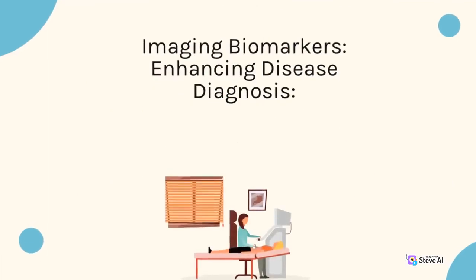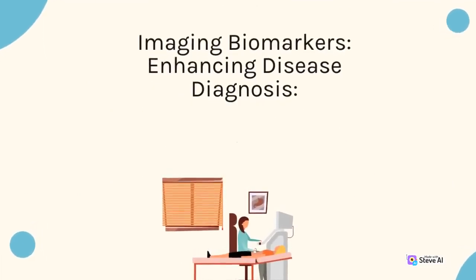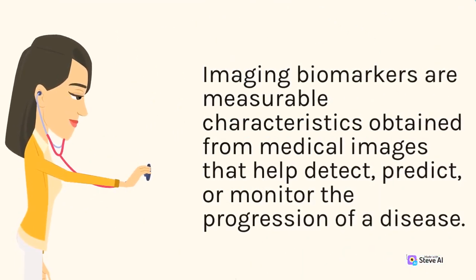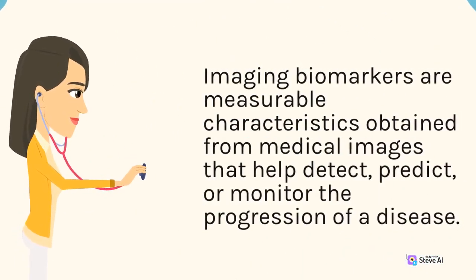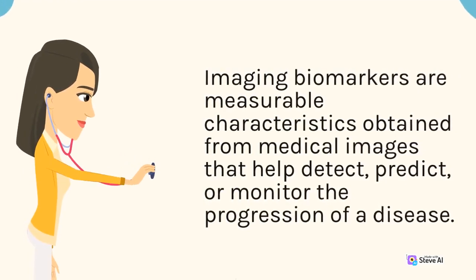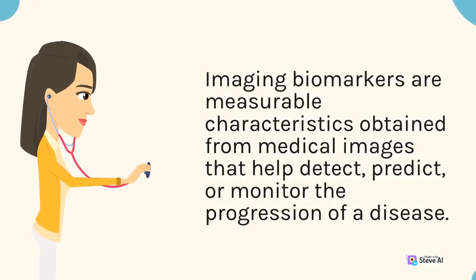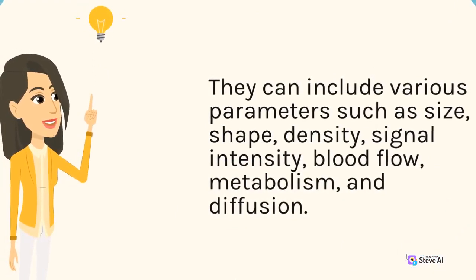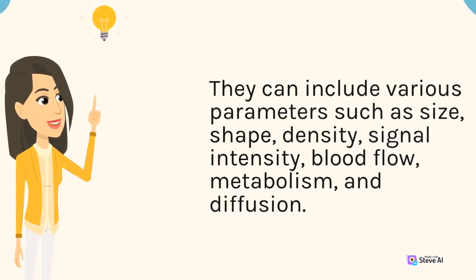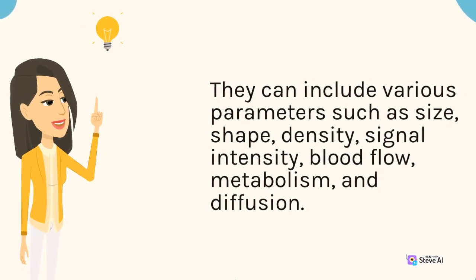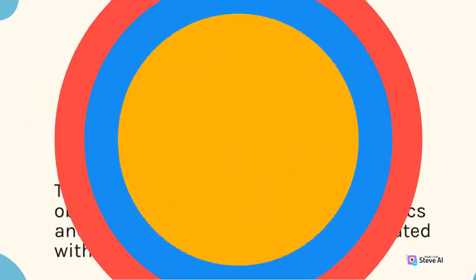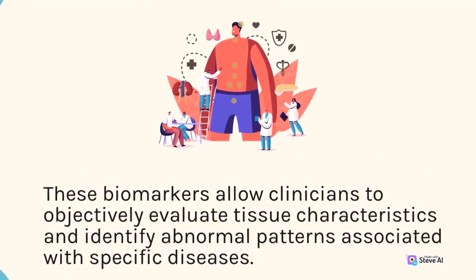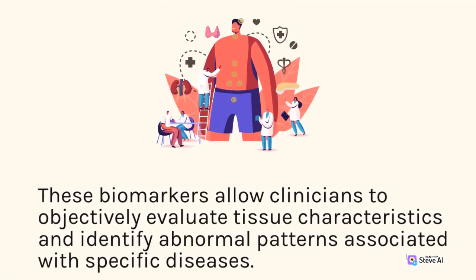Imaging biomarkers, enhancing disease diagnosis. Imaging biomarkers are measurable characteristics obtained from medical images that help detect, predict, or monitor the progression of a disease. They can include various parameters such as size, shape, density, signal intensity, blood flow, metabolism, and diffusion. These biomarkers allow clinicians to objectively evaluate tissue characteristics and identify abnormal patterns associated with specific diseases.